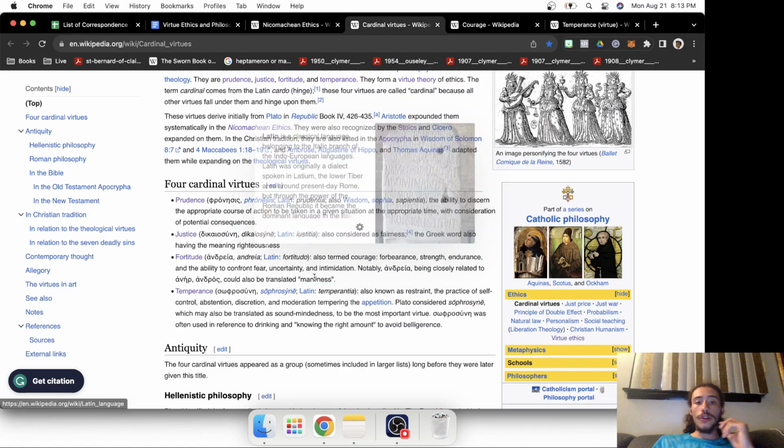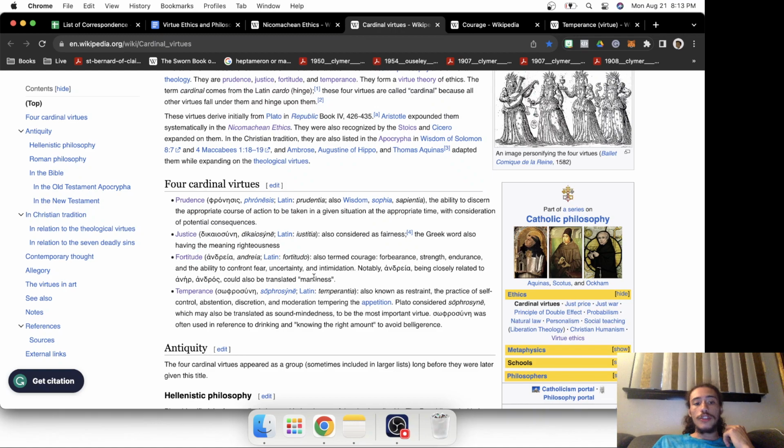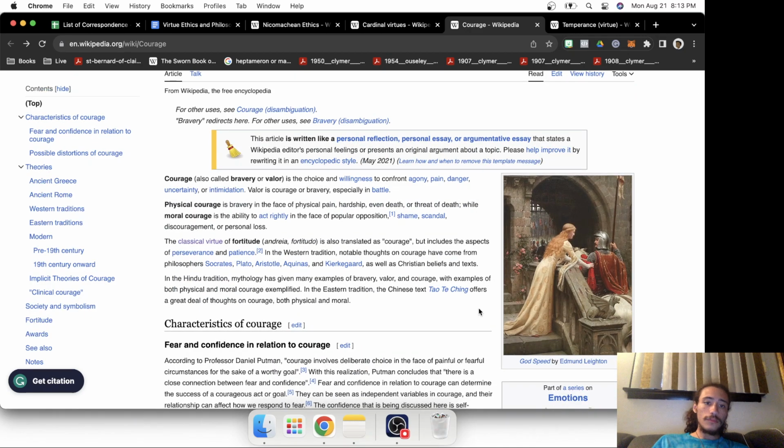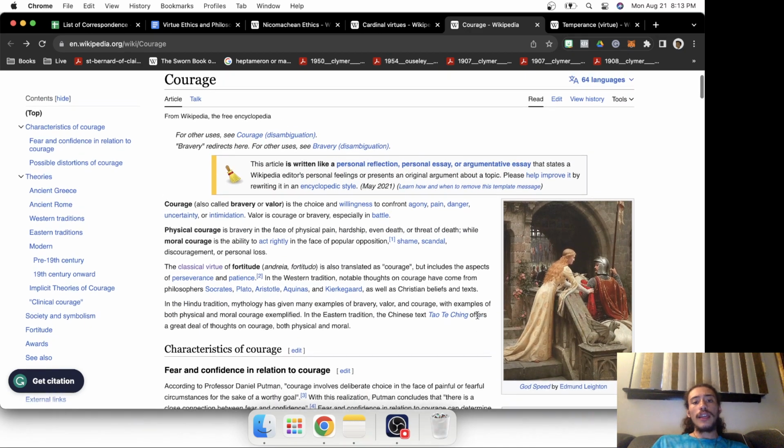Fortitude, also known as courage, right? Forbearance, strength, endurance, and the ability to confront fear, uncertainty, and intimidation. Also related to manliness, right? The masculine nature, the lion. Courage is the choice and willingness to confront agony, pain, danger, uncertainty, and intimidation. Valor is courage or bravery, especially in battle. Physical courage is bravery in the face of physical pain, hardship, or even death or threat of death.